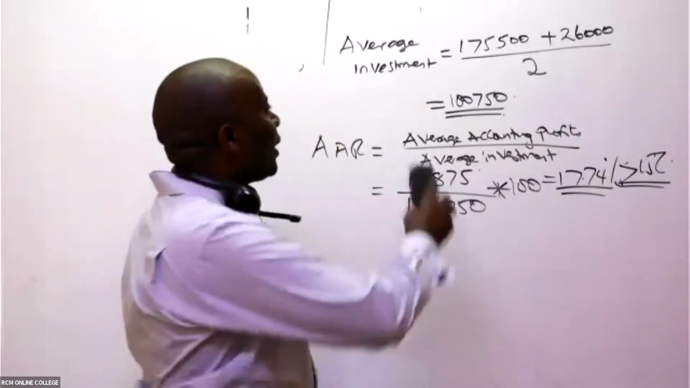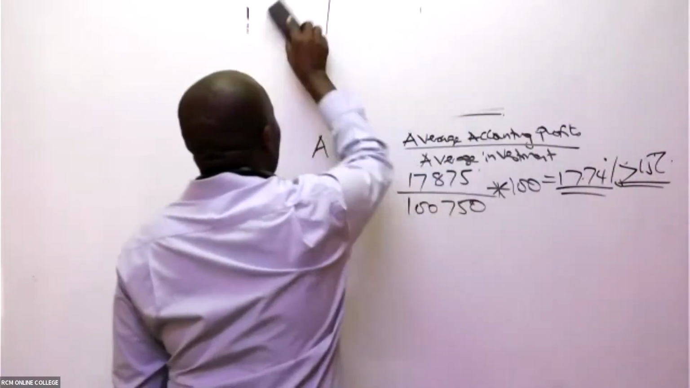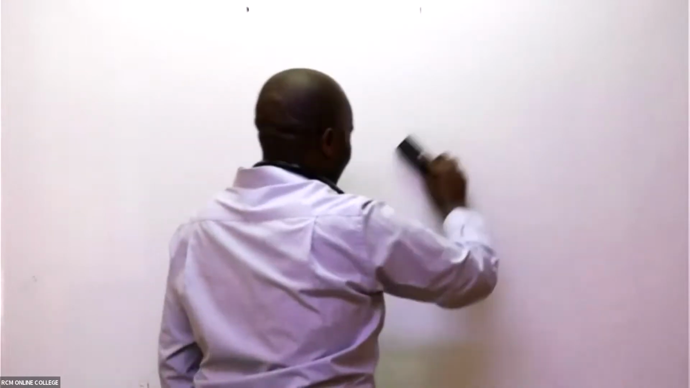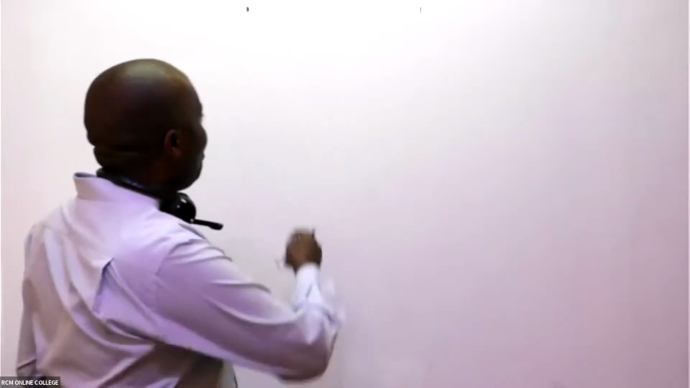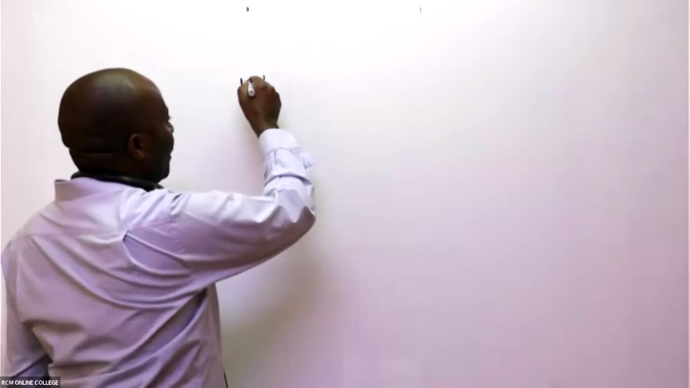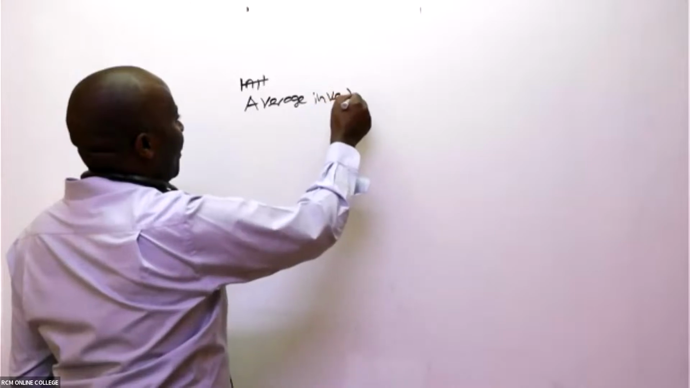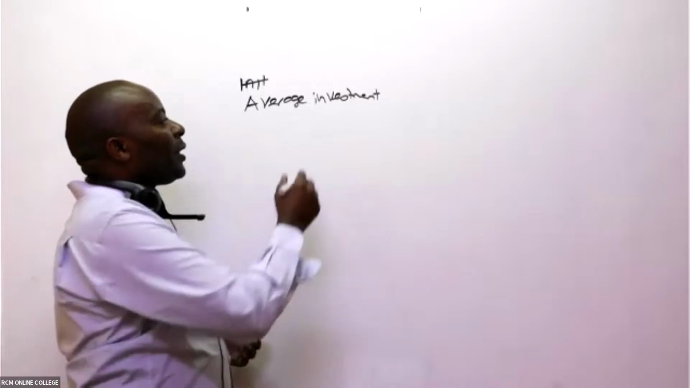Now, other students who went ahead and did it this way, especially on this average accounting return, you always get books all over. They are not very clear on how this average investment is computed whenever we have a working capital. So, ladies and gentlemen, remember, how do we get this average investment?